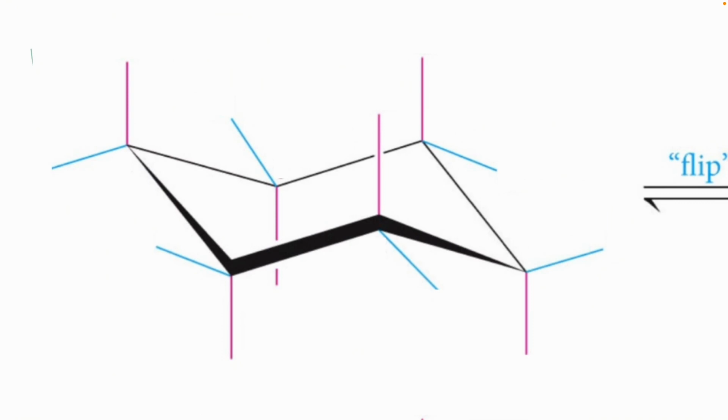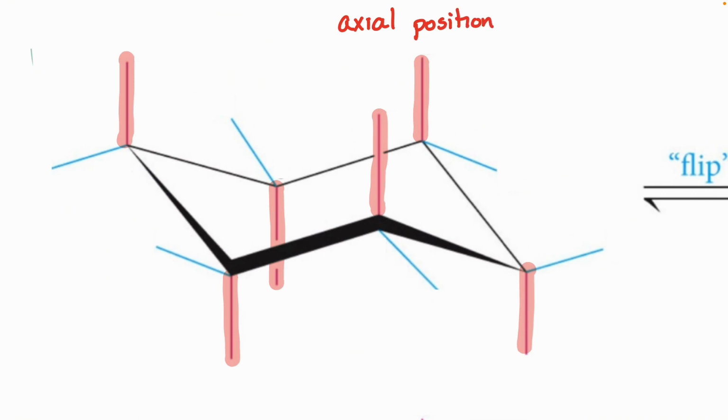So we'll take one of your diagrams and use it just to label everything. These bonds that are pointed straight up or straight down are what are called the axial positions. And the other ones are sticking out, pointing away from the ring, and these are what are called the equatorial positions.